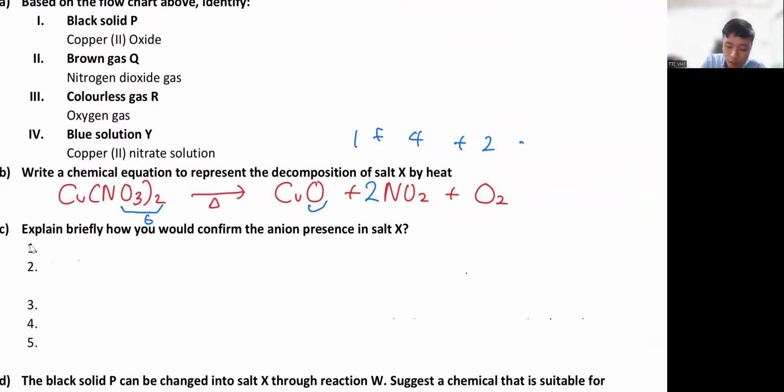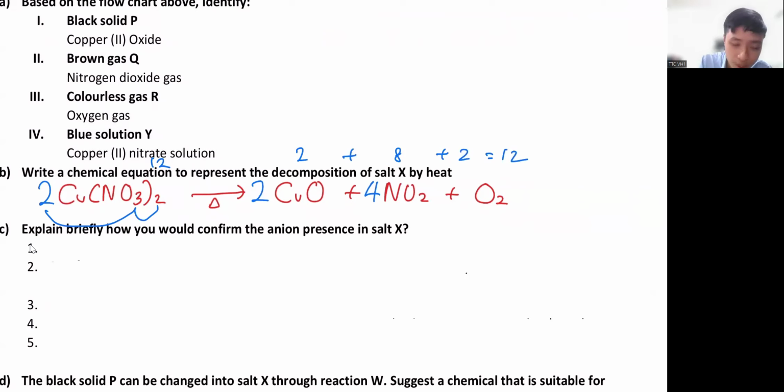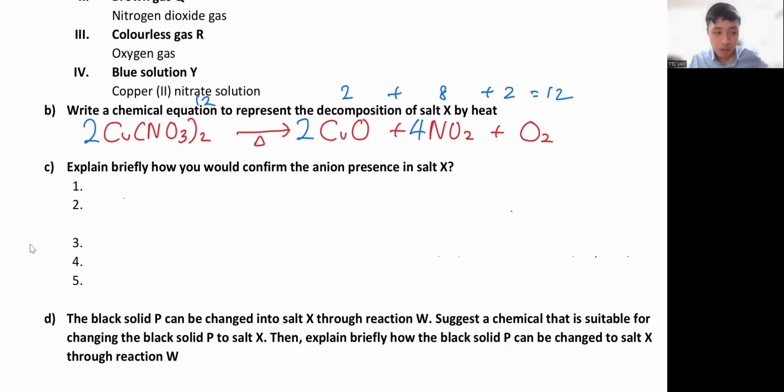Which one is the longest chemical formula? It is supposed to be Cu nitrate. Times 2. After that, now copper I have 2 also, so you times 2 for CuO. Now N, how much? N is 2 times 2 is 4, so I have 4NO2 here. Then you calculate the O. Now you have 2 times 3 times 2 is 12. Now I have 2 plus 4 times 2 is 8 plus 2 is 12. So any problem? No problem. Very good.